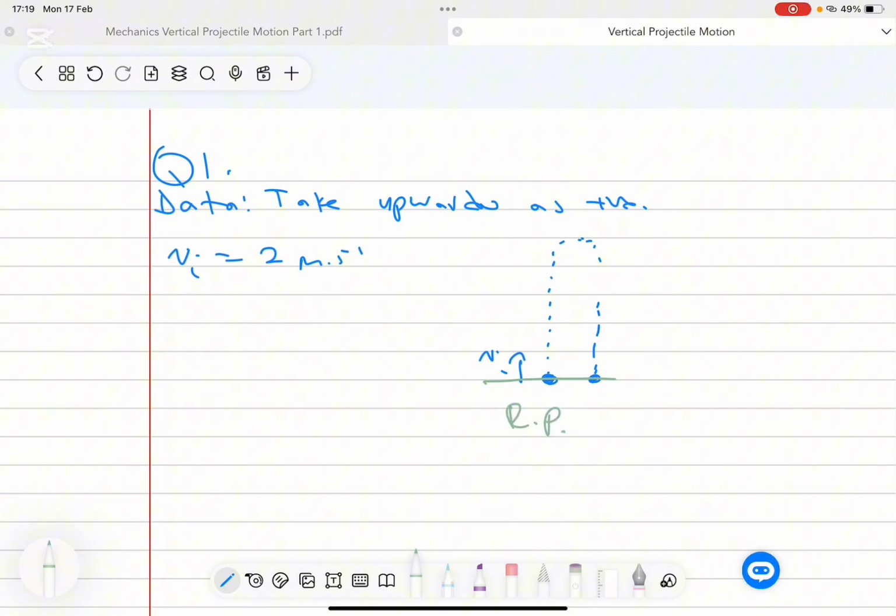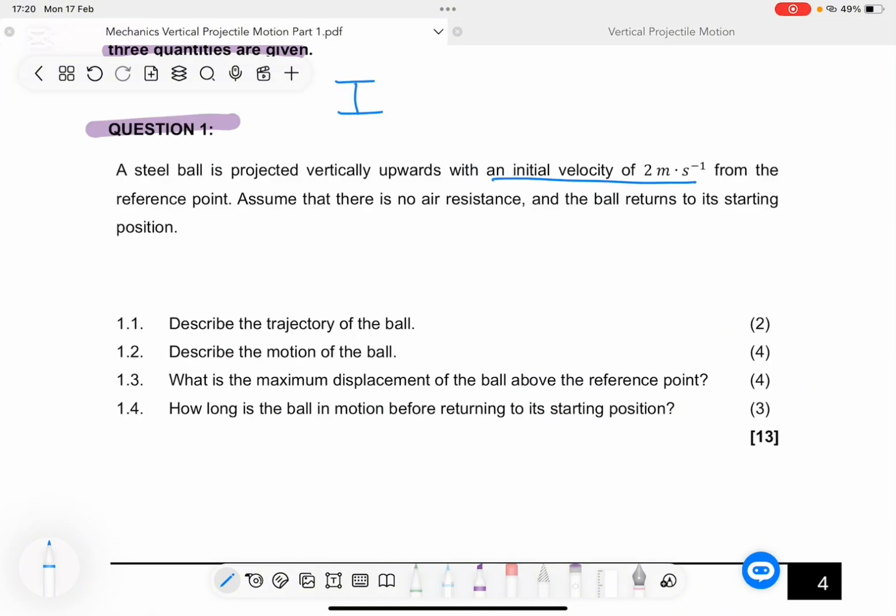Now the reference point means the origin, or a point where the position, displacement, or even distance is 0. So it's a position where we have 0 meters in terms of our distance or position. In other words, that's where we start reading our positions. So it started at the position of 0, because that's where it was thrown.